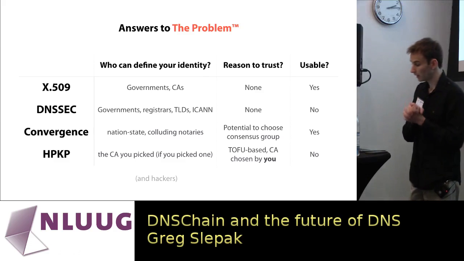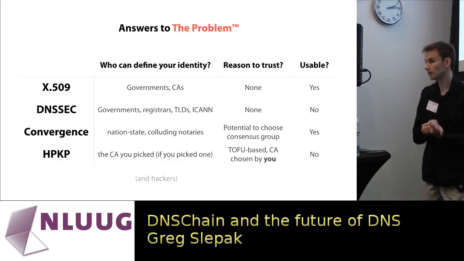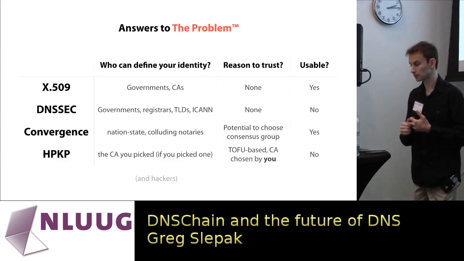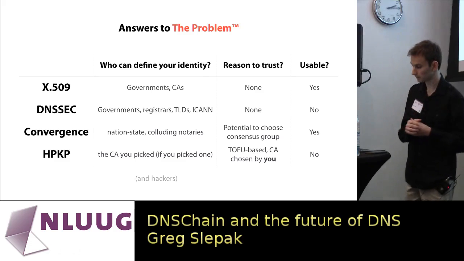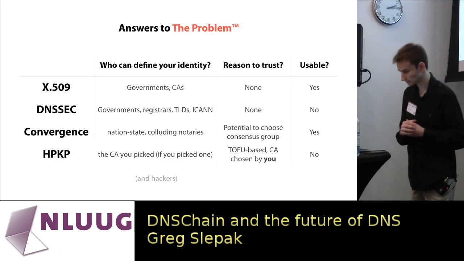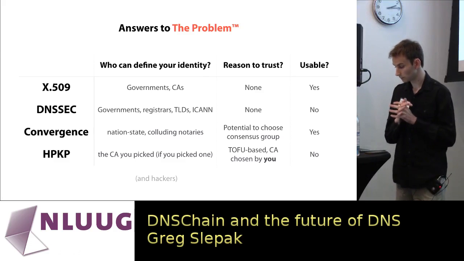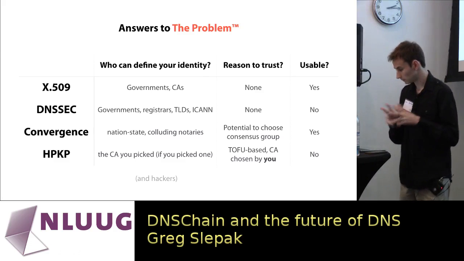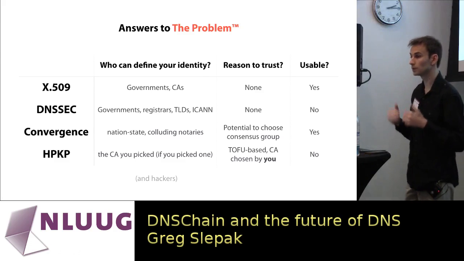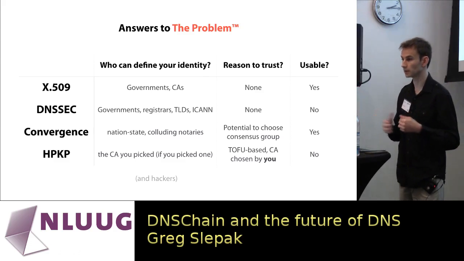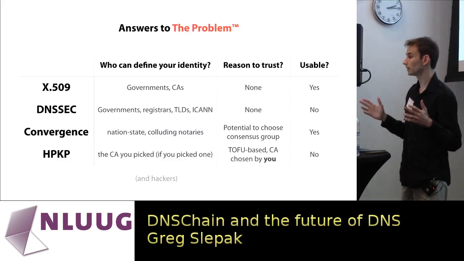Convergence. Nation states would have the ability to attack convergence. So if that's part of your threat model, it's not good. Colluding notaries. Is there reason to trust convergence? Well, in effect, there is some reason because it gives users the potential to choose the consensus group that they trust, whereas X509 doesn't give you that option.